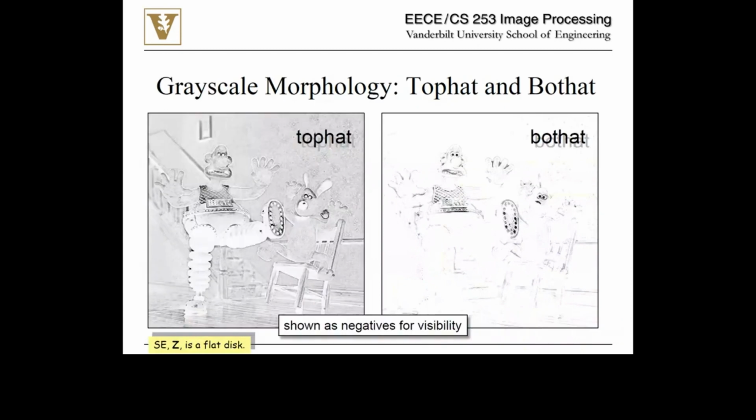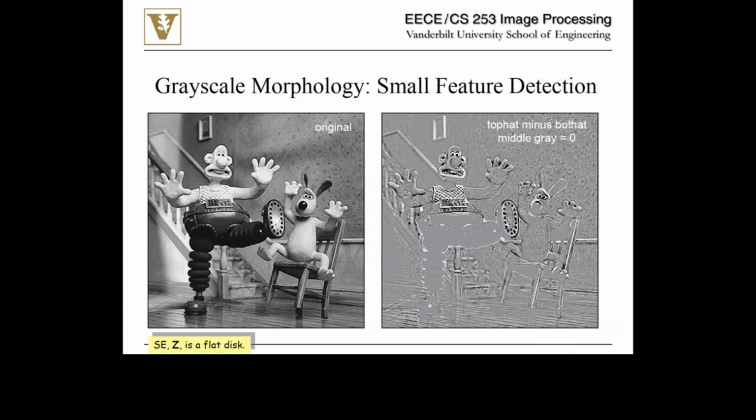Okay, so here we have the top hat, the bottom hat, and we can even, for instance, make top hat minus bottom hat. So we combine both in the same image. Now we have a valley and a peak detector at the same time.